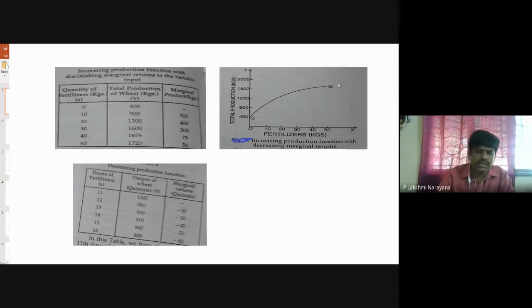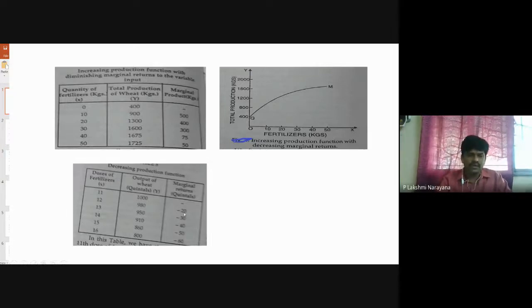So here in this case, when he uses 11 kgs of fertilizer, then he can produce 1000 kgs of wheat. The marginal product is 0. When he uses 12 kgs of fertilizer, then total production declines to 980 kgs. The marginal product is minus 20.